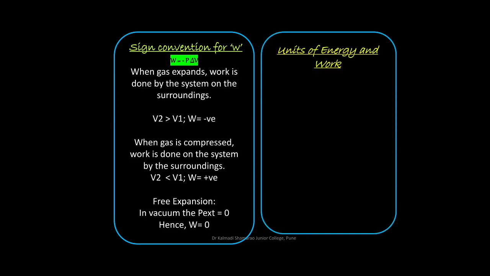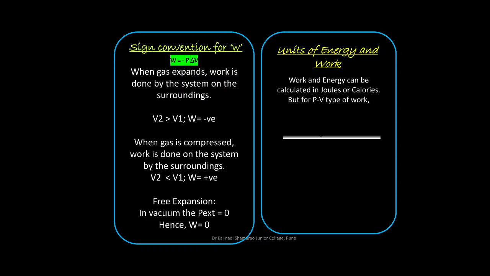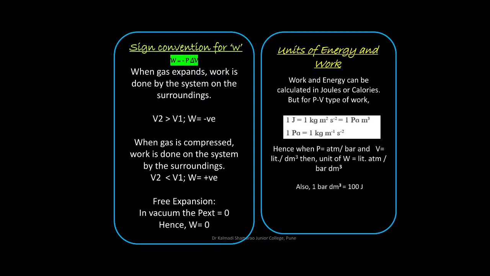Now let us see units of energy and work. Work and energy can be calculated in joules or calories, but for PV type of work, we can calculate it in liter atmosphere or bar dm3. Hence, whenever P is in atmosphere or bar and volume is in liter or dm3, we calculate the work in liter atmosphere or bar dm3. But we can give the work and energy in joules or calories as well.